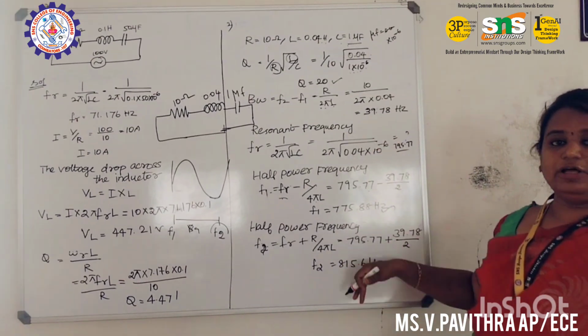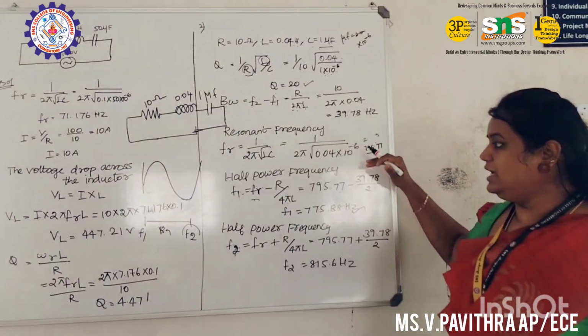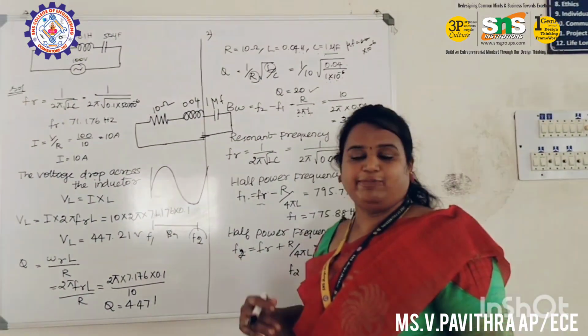So totally, what are the things that we have derived? Quality factor, bandwidth, resonant frequency, half power frequency F1, and half power frequency F2.